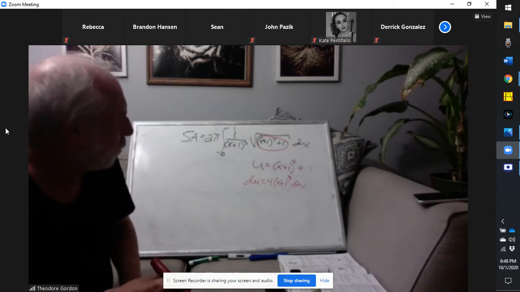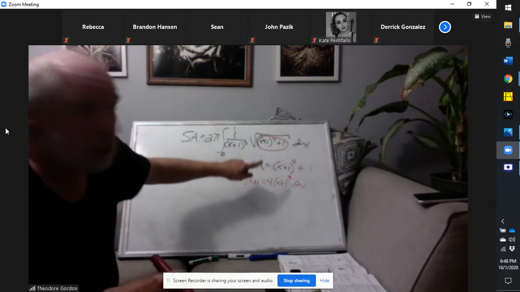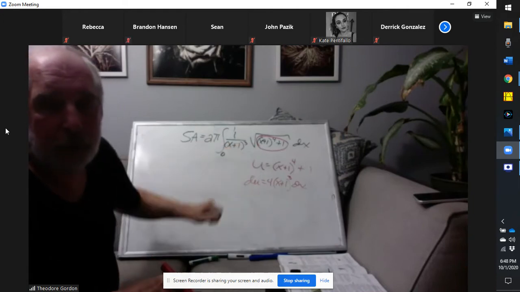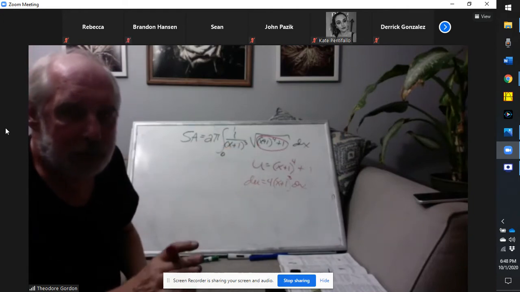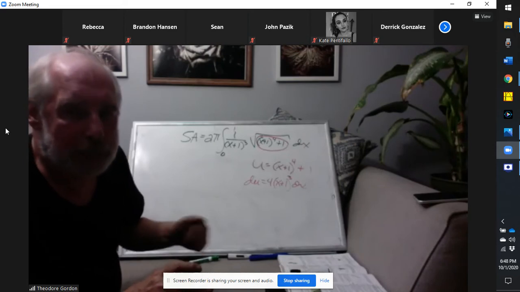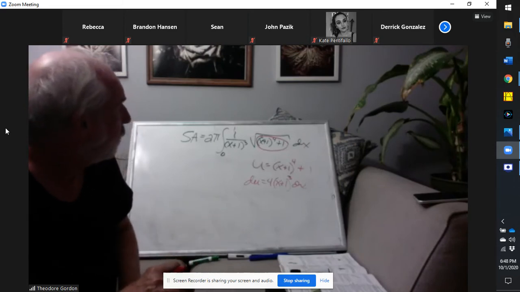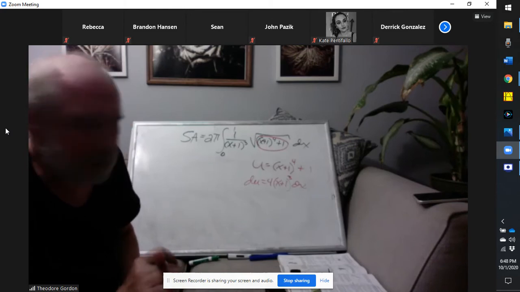Would you use partial fraction decomposition to solve this? I'm just curious. That would be good, except for the square root. Oh, okay. Partial fraction, and if everybody doesn't know what that is, that's something we're going to get to in the next chapter. But this will lead us to an integral that we don't have a method for solving yet.